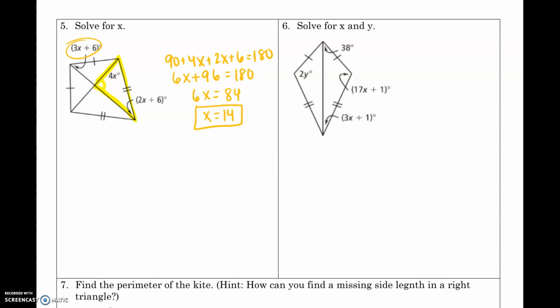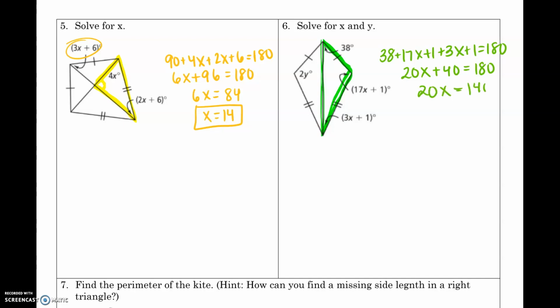For example 6, again, I'm just going to focus on this triangle first to solve for x. I know that all three angles must add up to 180, so I have 38 plus 17x plus 1 plus 3x plus 1 is equal to 180. So I get 20x plus 40 equals 180 when I combine like terms. I'm going to subtract 40 from both sides. So 20x equals 140, and then I'm going to divide by 20, and x is equal to 7.